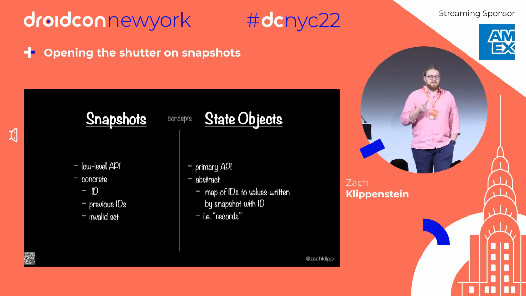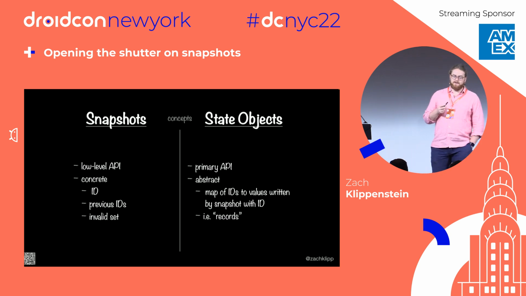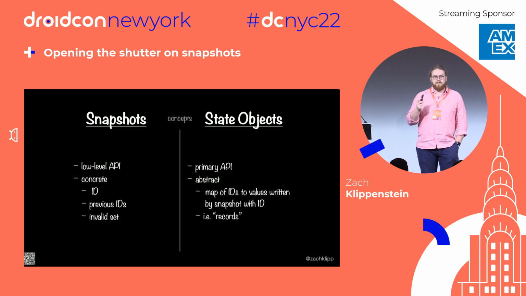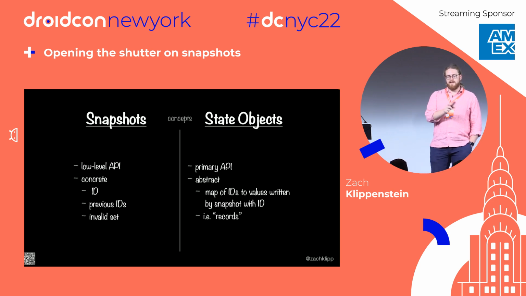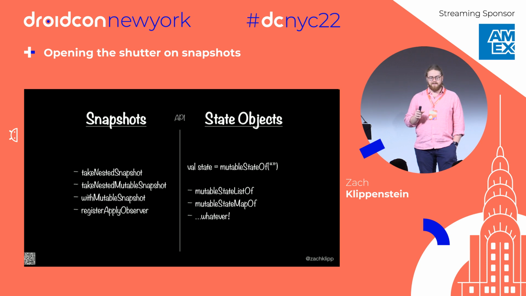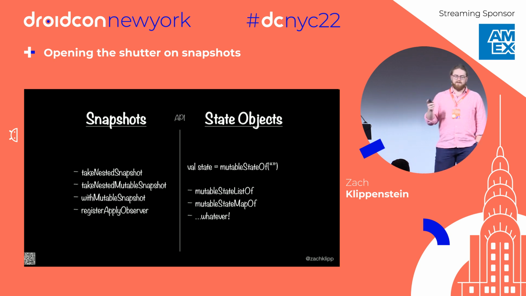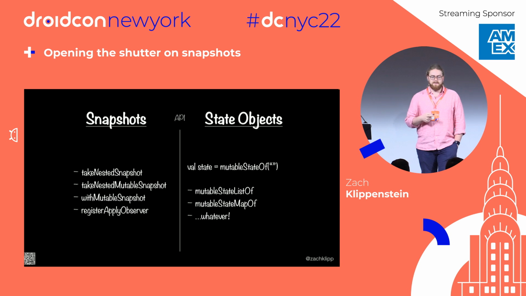State objects, on the other hand, the state object class, or interface actually, it's totally abstract. And you can make your own state objects, and they can be whatever, but they do have to have a map of these snapshot IDs to the records that were written by those snapshots. In terms of API, snapshots, you might have seen maybe with mutable snapshot here, but a lot of these are, again, lower level. The Compose runtime for Compose UI and stuff is going to use these internally, but you won't have to touch them yourself typically.